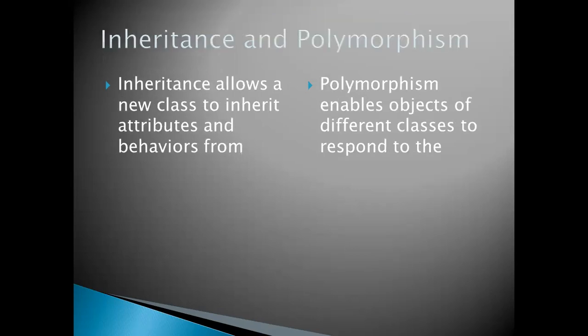So moving further, inheritance and polymorphism. So inheritance is a mechanism that allows a new class to inherit attributes and methods from an existing class. It promotes code reuse, while polymorphism allows objects of different classes to be treated as objects of a common base class. It enables a single interface to be used for different types of objects.